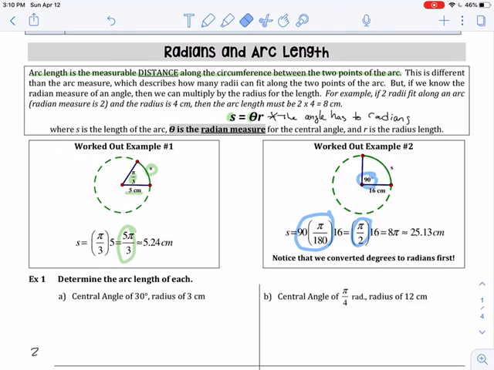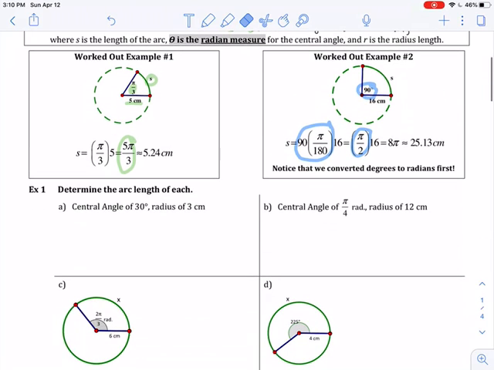All right, so let's do a couple examples real quick so you can see how this looks. This first one, they give us the central angle is 30 degrees. So this should be a red flag. Oh, there's degrees. I'm going to need to convert to radians the first thing I do. So step 1 is I'm going to convert that. So I'm going to take 30 degrees and I'm going to multiply that by pi over 180. This is what we were doing last week.